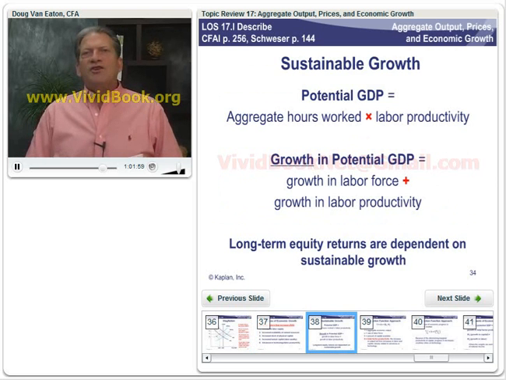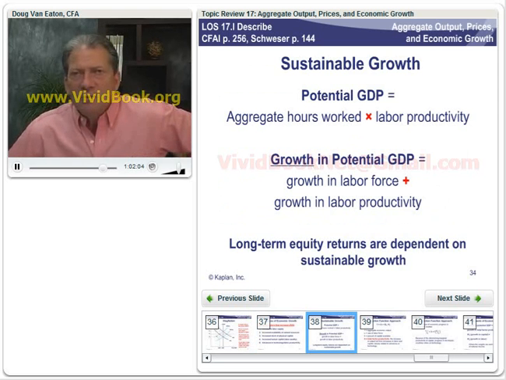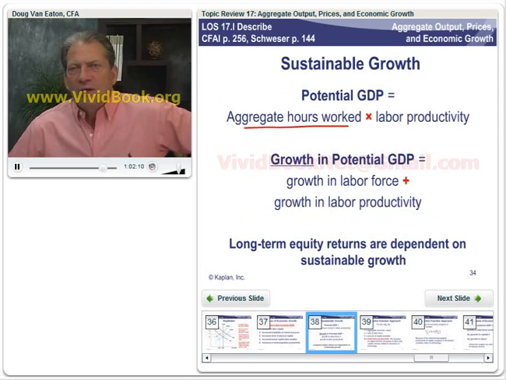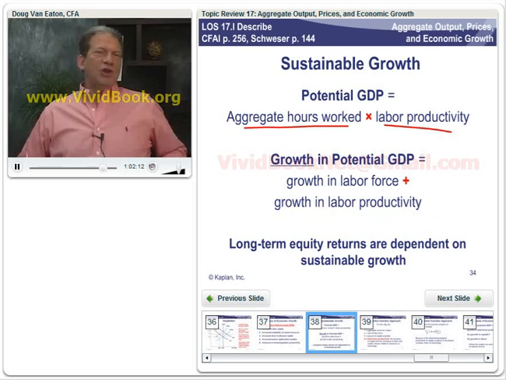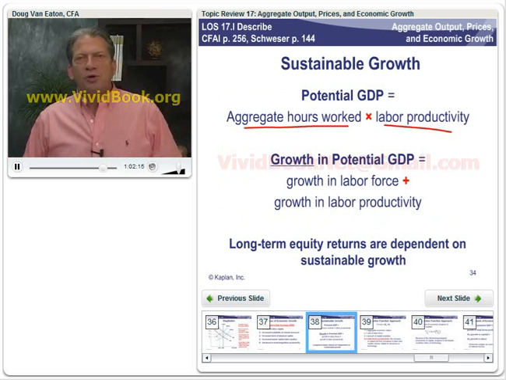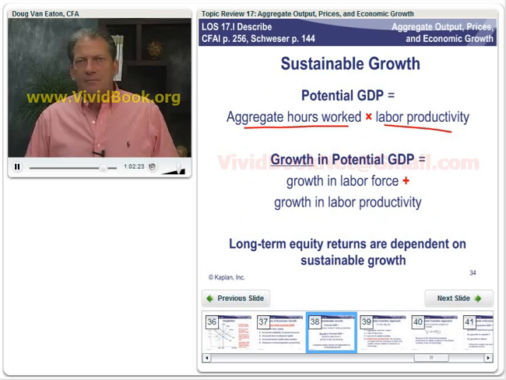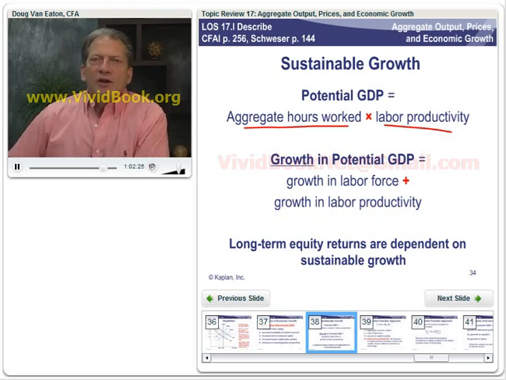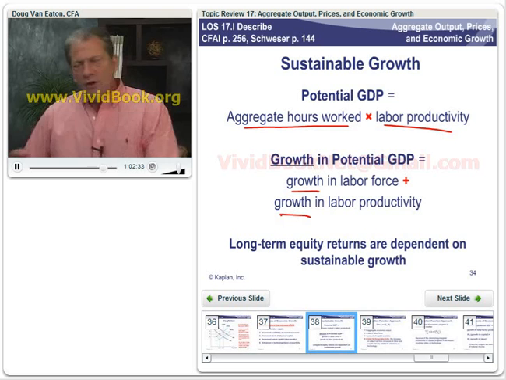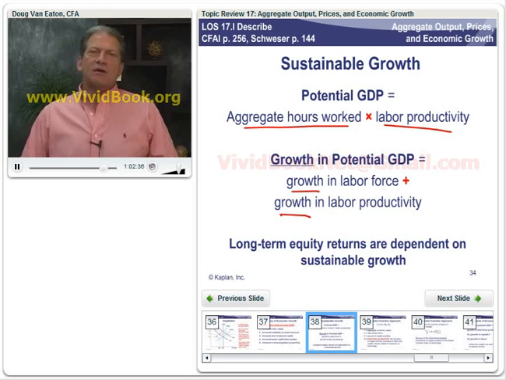So we need to define something called sustainable growth. Well, our potential GDP, or full employment GDP, is aggregate hours worked times labor productivity, measured as value of output per hour. If we multiply those two things together, we get total potential output. This is going to grow from growth in the labor force and growth in labor productivity. Now, we talked about growth in capital, but now we've captured that in labor productivity.